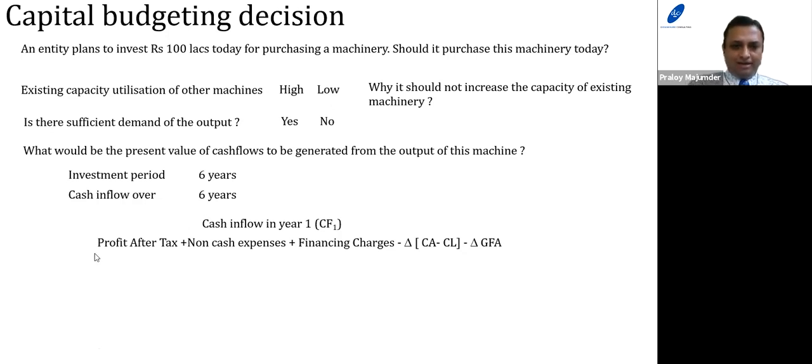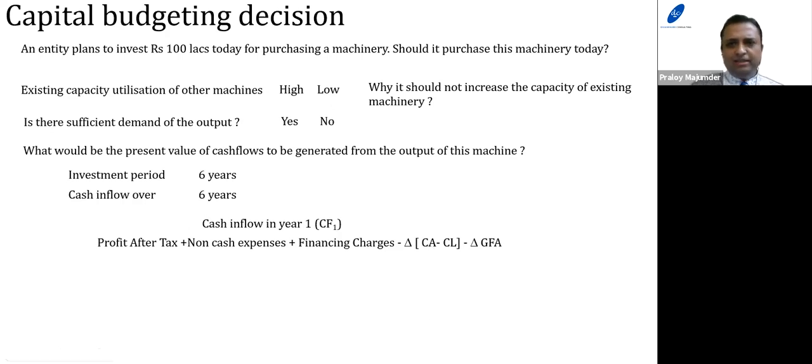Now, this is the cash inflow of year 1: PAT, non-cash expenses, finance charges. Why finance charges? Because before I pay any charges on account of finance for this machinery which I have taken, it has to be added back, as I am evaluating it before that. The next part is the increase in current assets minus current liability. In the current assets, I am excluding cash and bank balance. Now, what does it mean?